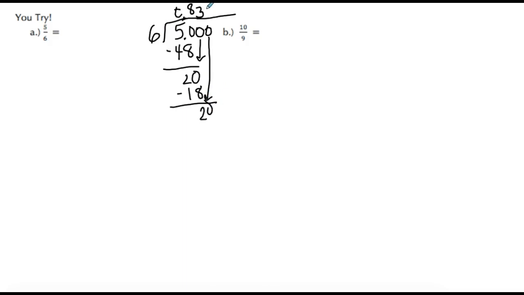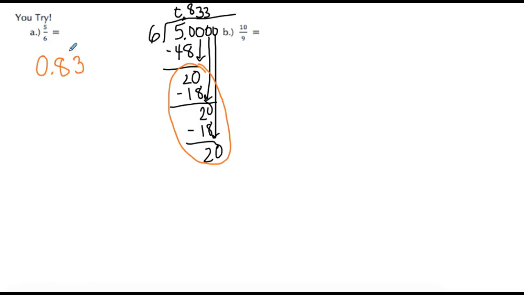6 goes into 20 3 times. Write down my 18. Bring down my 2. Hopefully we're starting to see a pattern. Once you see this part here repeating, that's when you know your decimal is never going to change. Give it 1 or 2, maybe 3 tries, but then after a while you need to recognize the pattern. So my decimal is going to be 0.8, and then it's the 3 that repeats, so it's the 3 that gets the line.